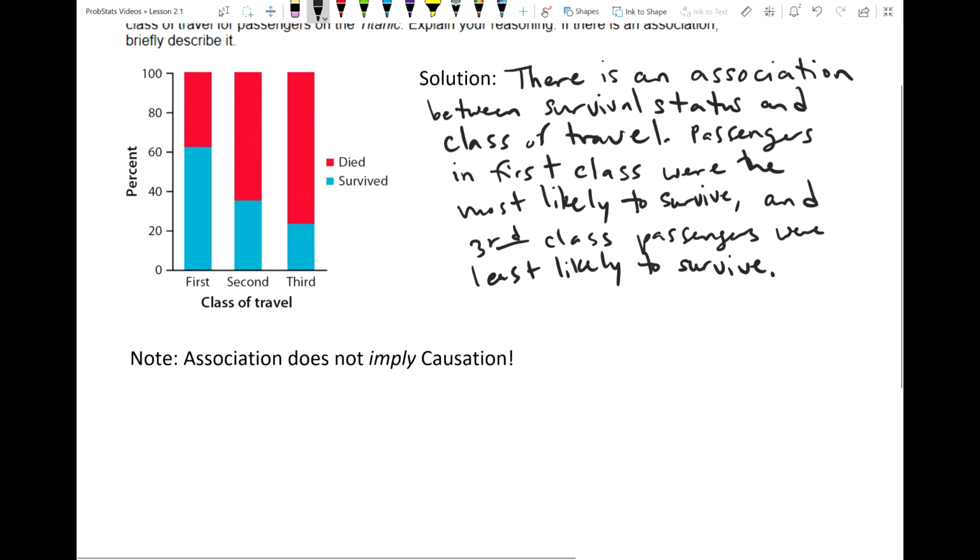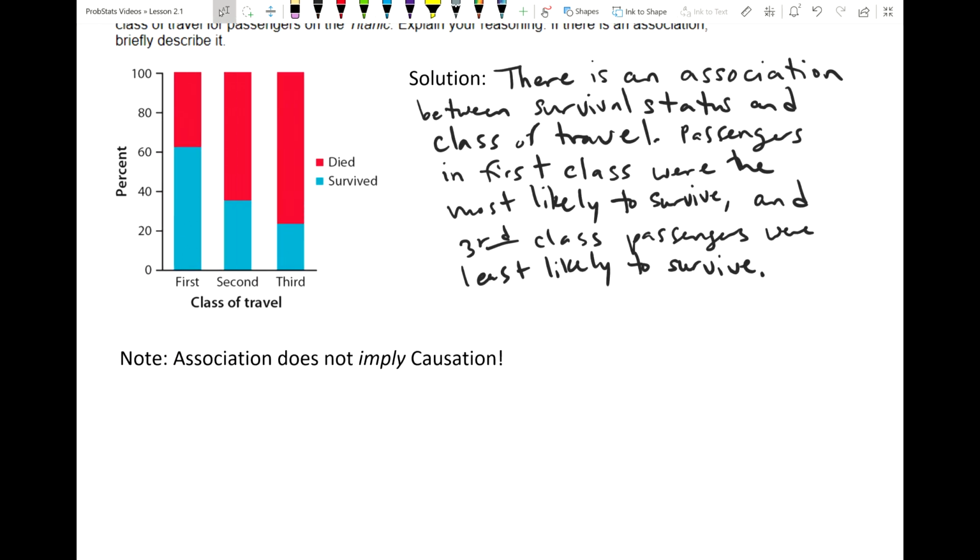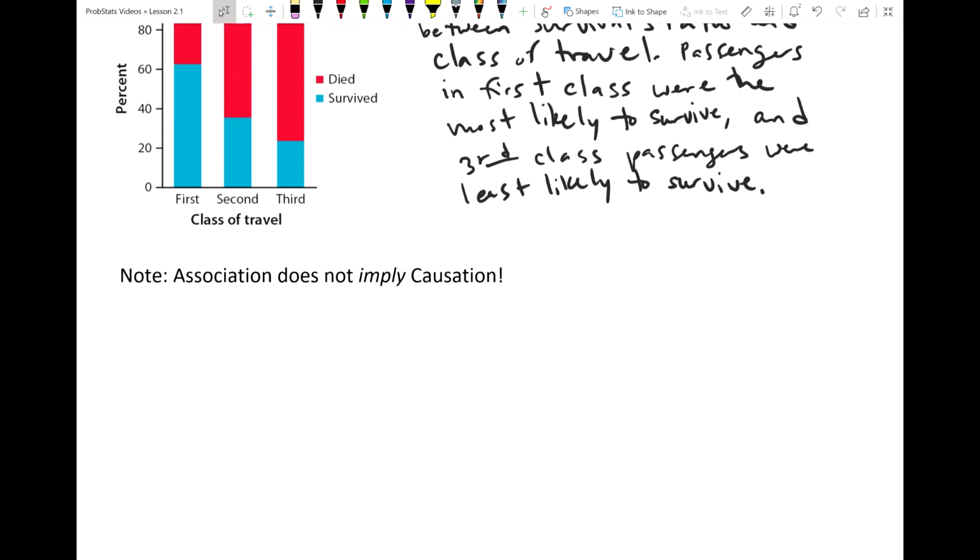Now, note that association does not imply causation. Just because two variables are related doesn't mean that one caused the other. So in the case of the Titanic, just because there's a relationship between class of travel and survival status, it doesn't necessarily mean that being in first class caused your higher survival rate. There could be other variables that are involved. So I'll give you an example of this.